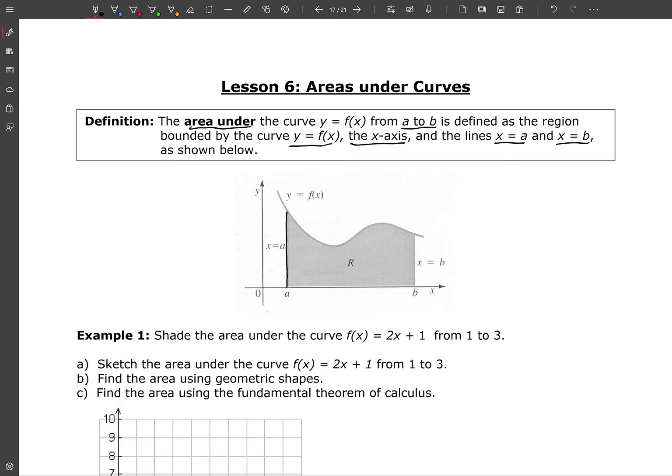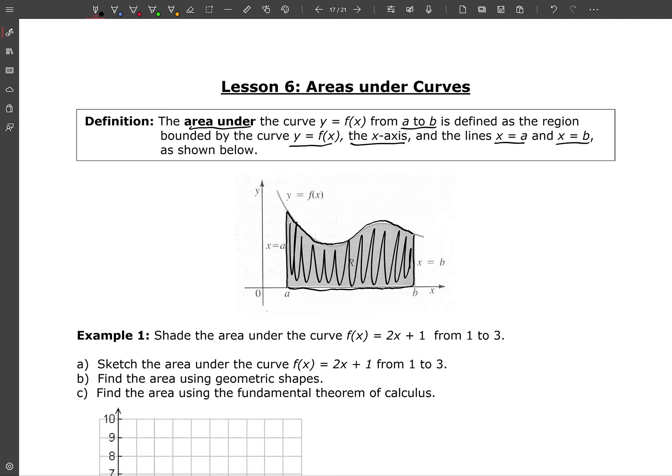So here's a, here's b, here's x equals a, here's x equals b, those two vertical lines. Here's y equals f of x. Here's the x-axis. The area is everything between those three.